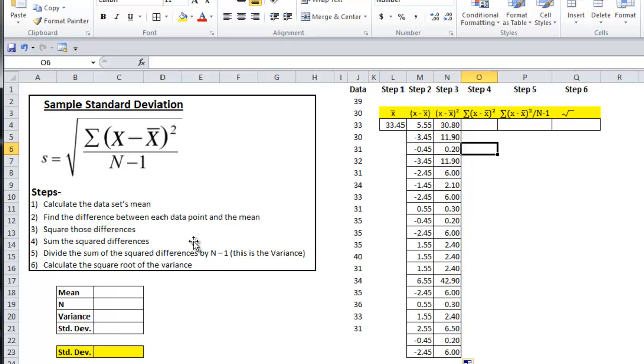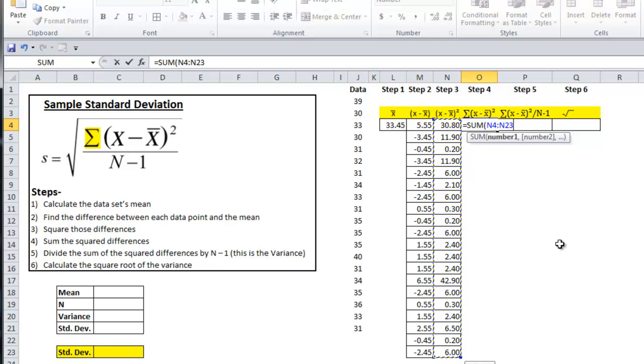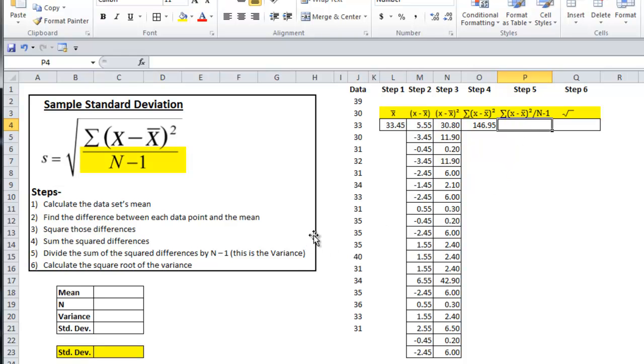In step 4, I'm going to sum the squared differences. Then in step 5, I'm going to divide the sum of the squared differences by n minus 1. And n is just the number of data points in the set.